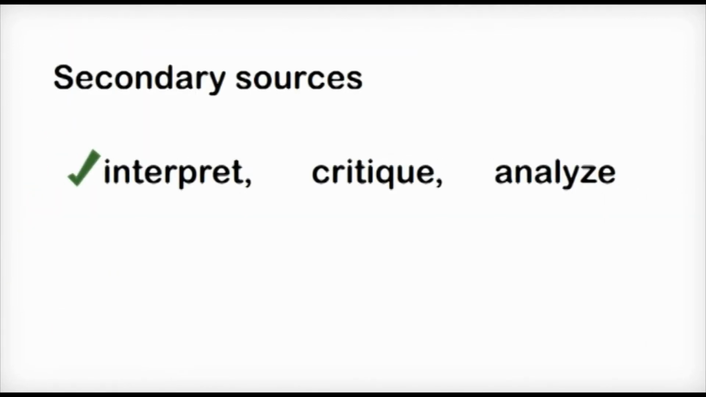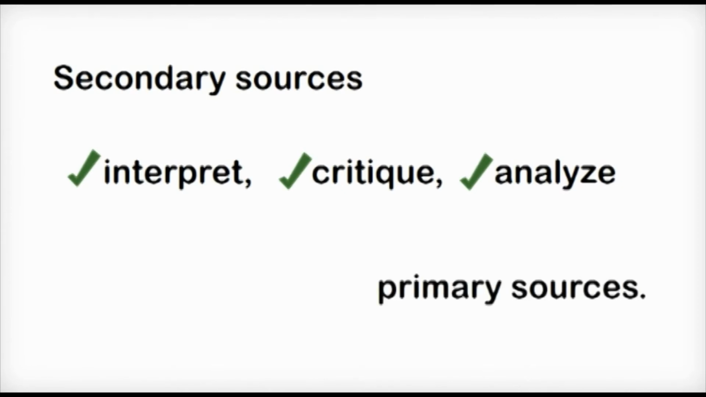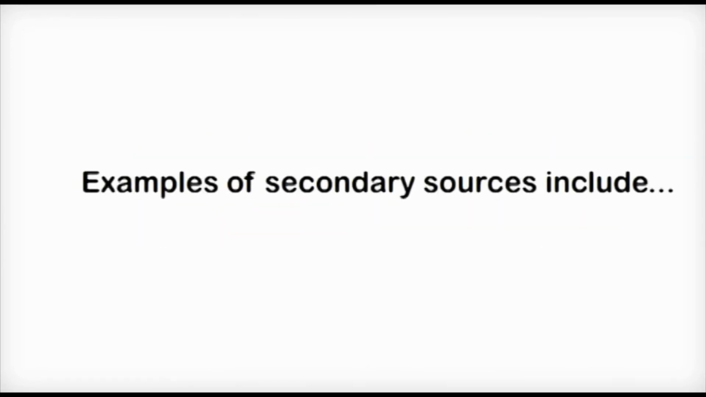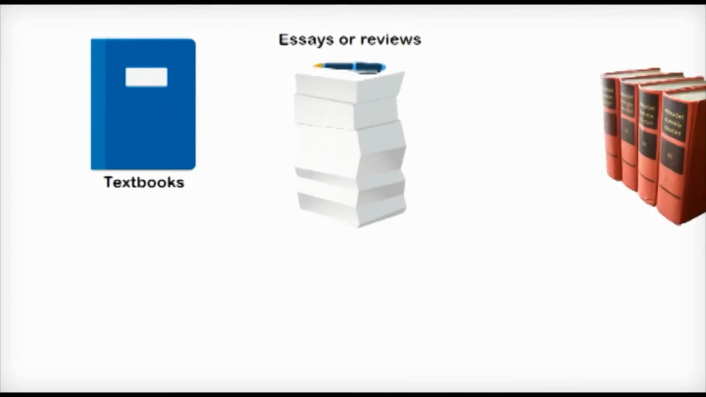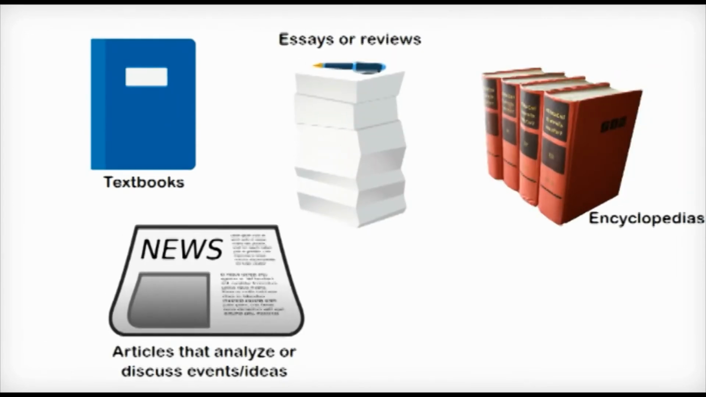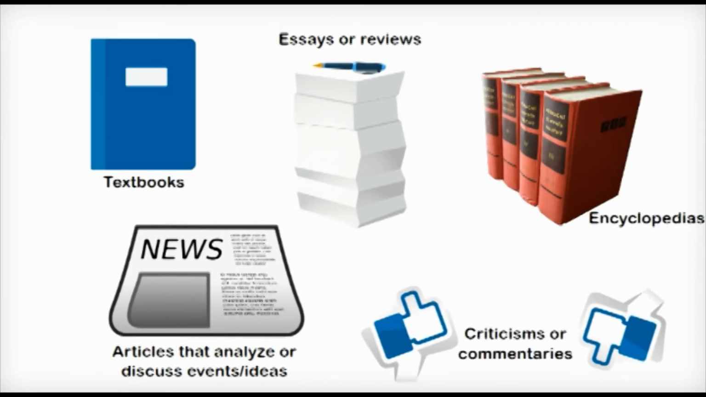Secondary sources interpret, critique, or analyze primary sources. It is information that is created or published from primary sources. Examples of secondary sources include things like textbooks, essays or reviews, encyclopedias, newspaper articles that analyze or discuss events and ideas, and criticisms and commentaries.